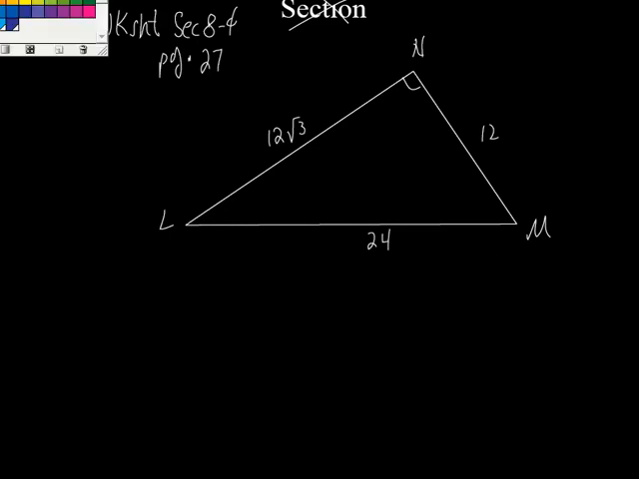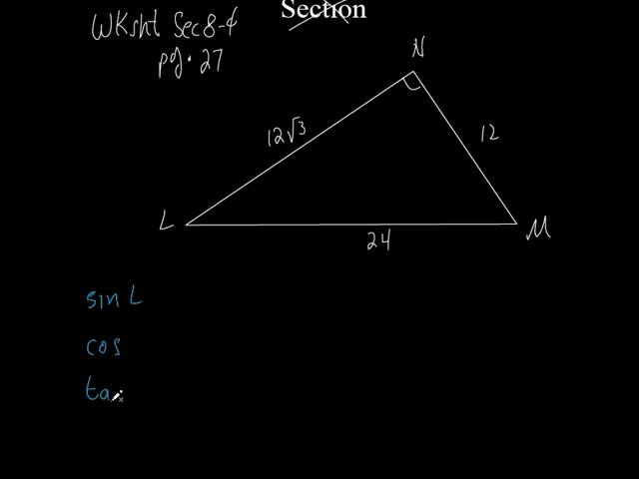Let's do that in a different color here. So let's go the sine of angle L, the cosine, and the tangent of angle L. Sometimes the L's look like angle symbols, don't they? But that's an L. So let's do the sine of this angle right here. So let's write them down: SOH CAH TOA. You got that memorized now, don't you?